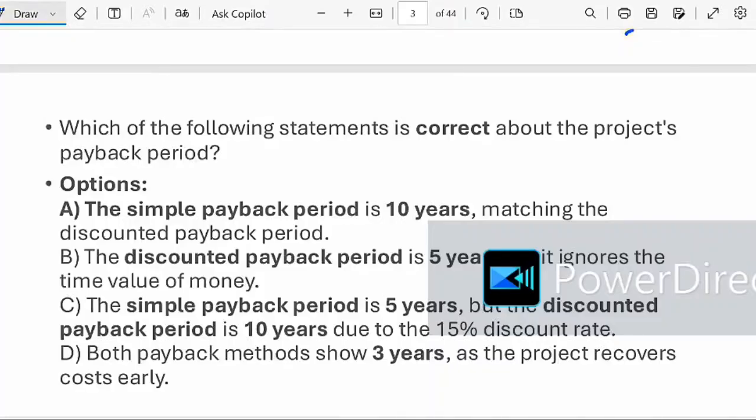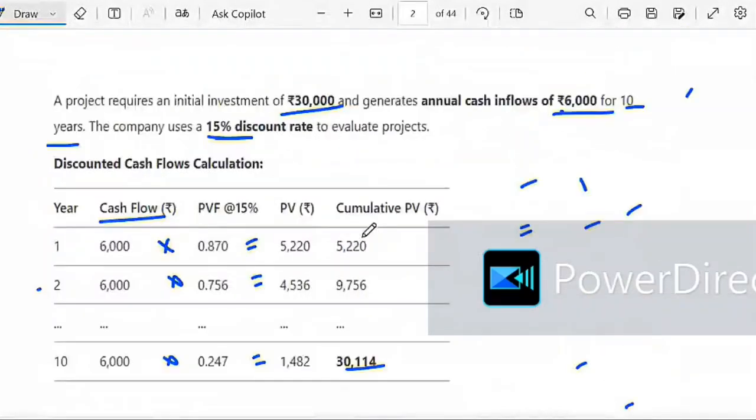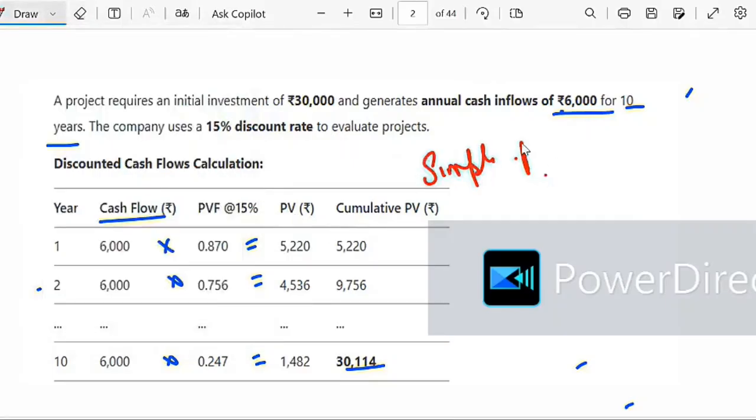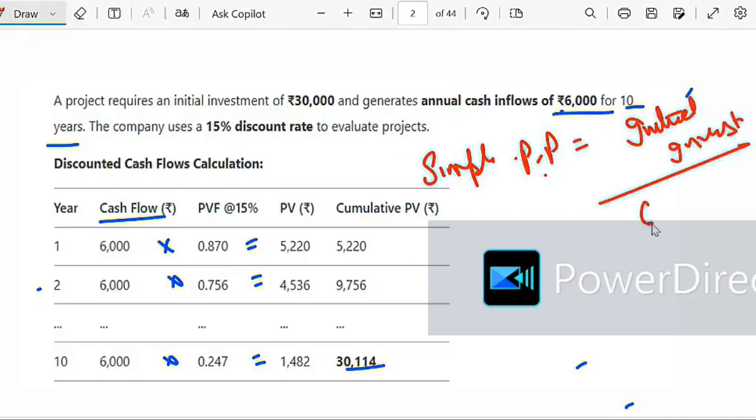So in the last lecture, I told you how to find the simple payback period. If you remember, it is very simple, because simple payback period does not take time value of money into consideration, right? So if you want to find the simple payback period, just write the initial investment in the numerator, and just write the cash inflow in the denominator. Right, you did not take time value of money into consideration.